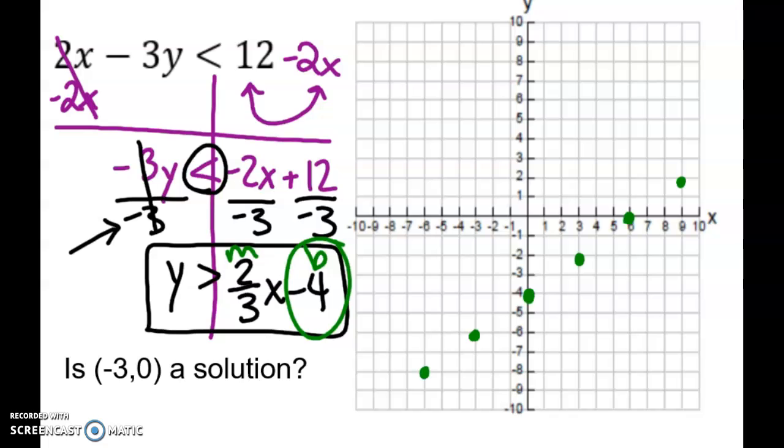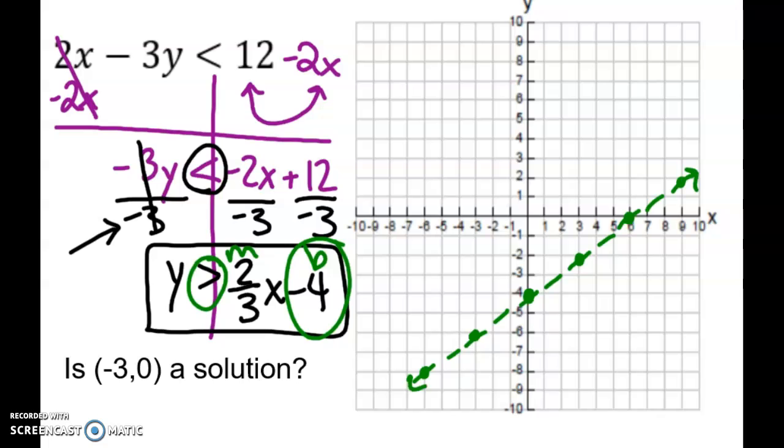Now I need to look at what kind of line I'm going to draw, whether it's solid or dashed. Since it does not have the equal to sign under it, it is going to be a dashed line. Usually when I'm drawing a dashed line, I just draw dashes through the dots and between the dots. And then I draw my arrows on the end to show that it does go on forever.